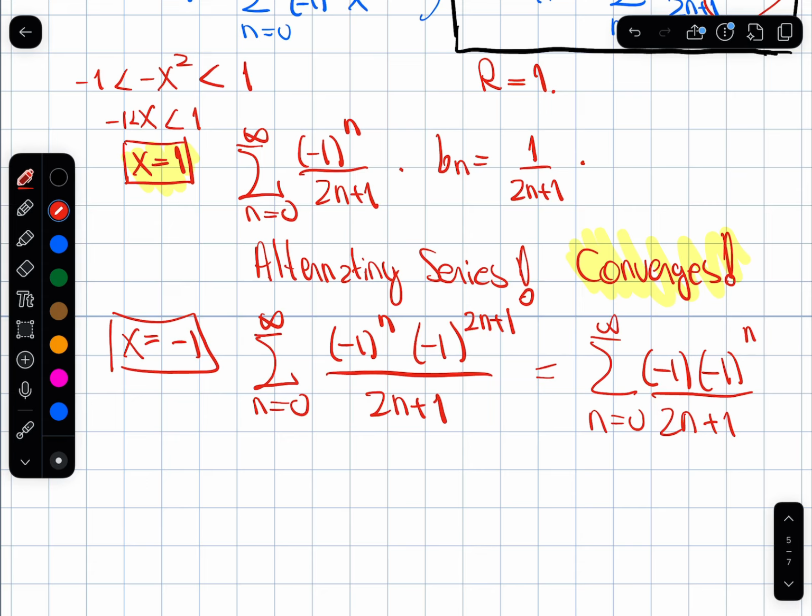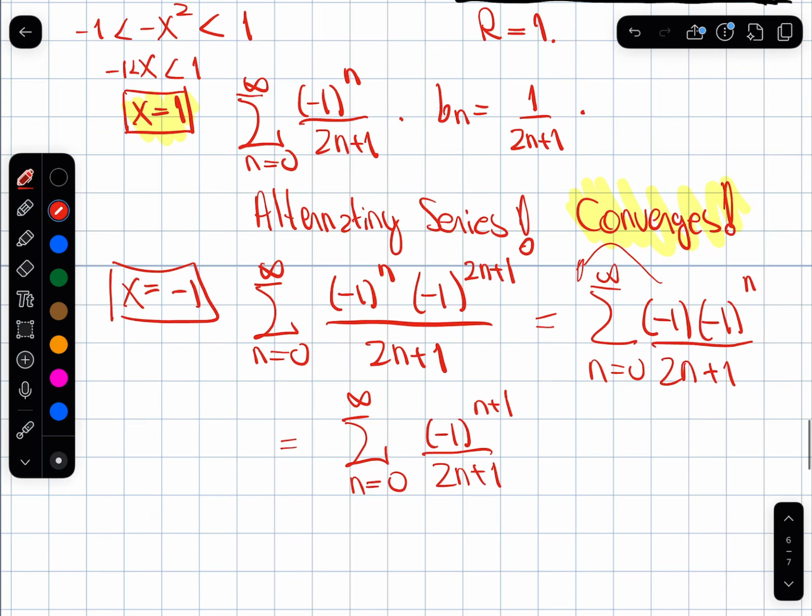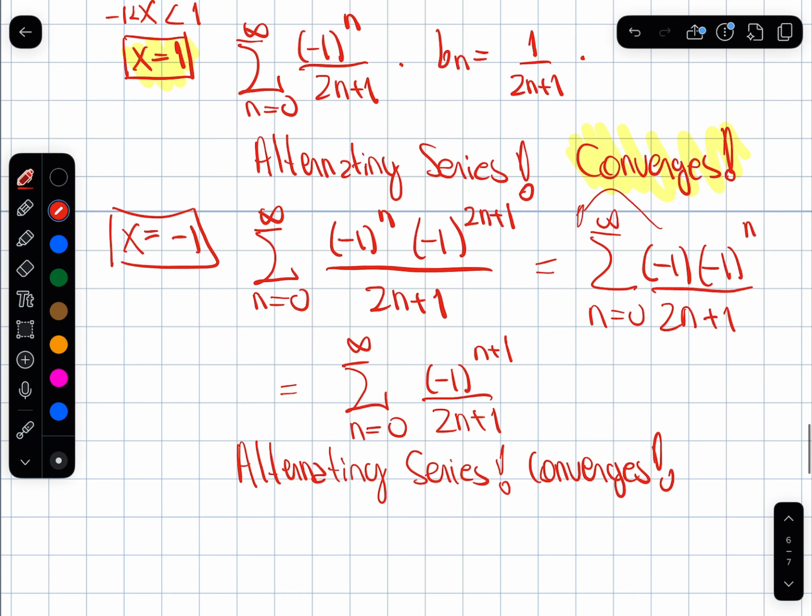So this is also alternating. Maybe if I bring the -1 out, you can see. I wouldn't want to do that actually. I'd leave everything inside of the summation and maybe do this. There is alternation happening, you see? So this is also an alternating series with the same Bn. And it also converges. And so this will be closed at -1 as well.